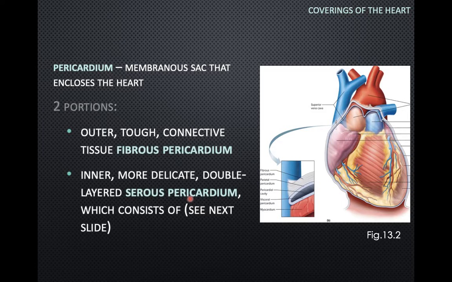So the two portions of the pericardium are this stronger fibrous pericardium, the outer, tougher piece of connective tissue, and you can see it right in here. Okay, and then inside is this thinner, more delicate, double-layered serous pericardium. Okay, and we're going to see what the serous pericardium is made of on the next slide. But notice that the fibrous pericardium is this thick external component, and then there's a layer right underneath it that folds, and then we end up actually getting two different layers out of that. So let's see what these are.